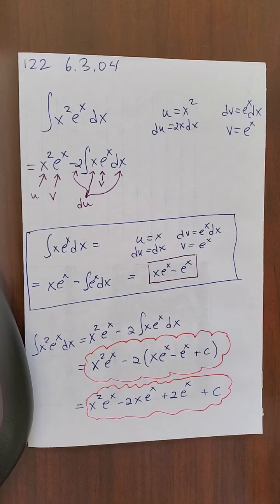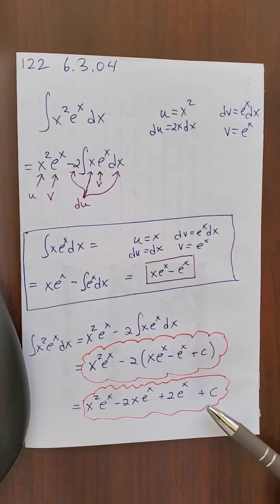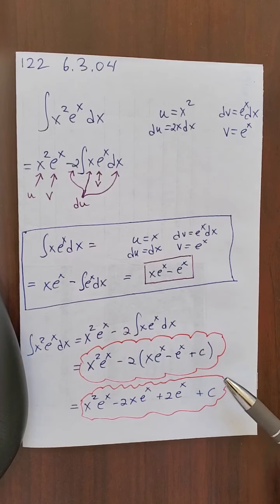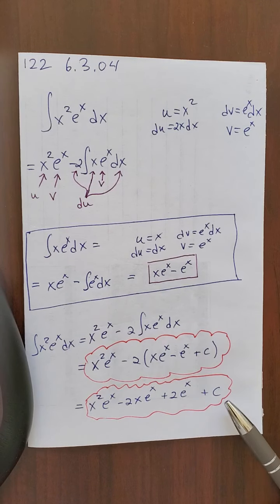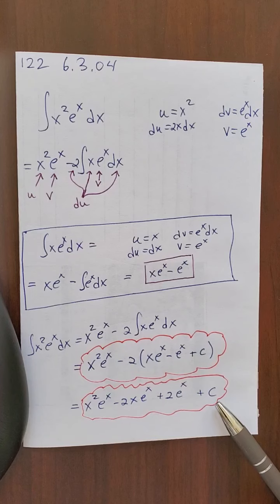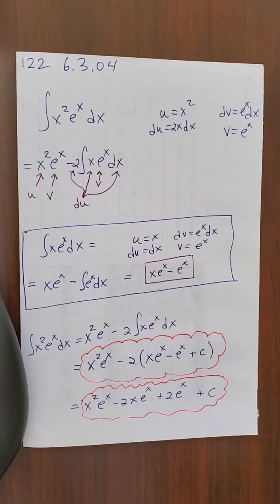The reason is because c is a random constant. If I multiply a random constant by negative 2, I just get a different random constant. That's why I'm writing just plain plus c. Even though, technically, from here you see it would be minus 2c, minus 2c is just another constant, so I'm just writing plus c. And that is the end of that.